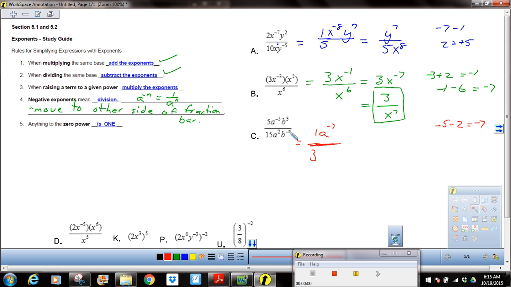Alright, we have b to the 3rd divided by b to the -4th. So 3 minus -4 turned out to be +7. Because the b has a positive exponent, it will stay on top. The a has a negative exponent, it will go to the bottom. So 1 times b to the 7th over 3 times a to the 7th.